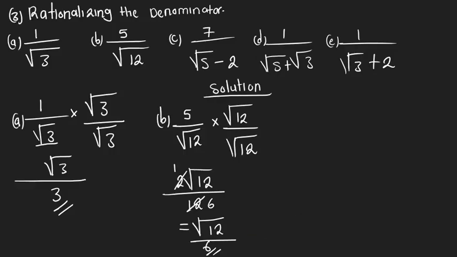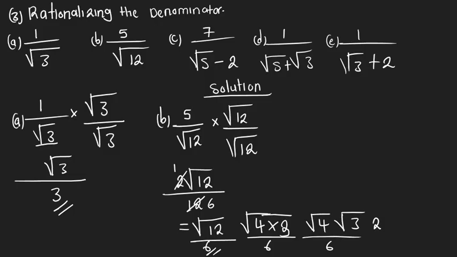If I wanted to go deeper, I can say this can also be written as 4 multiplied by 3 over 6, then square root of 4 multiplied by root of 3 over 6. That becomes 2 root 3 over 6. That cancels. That becomes root of 3 over 3. I can go deeper.